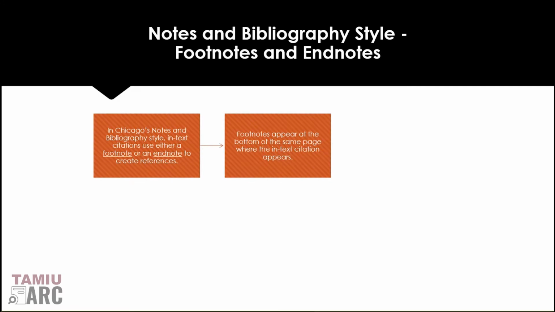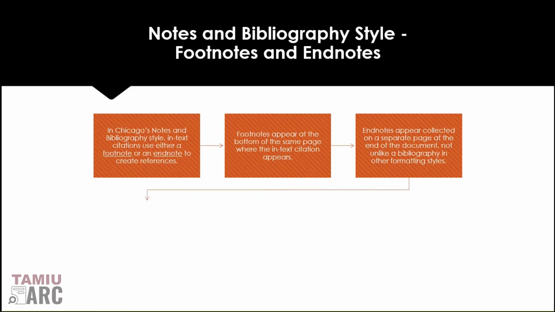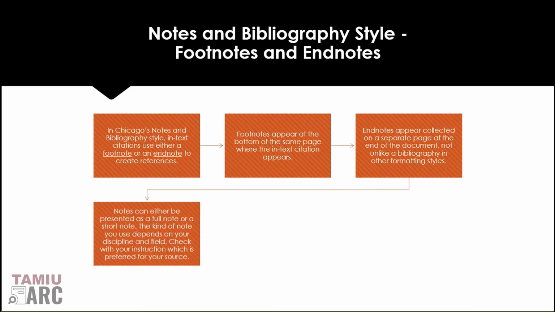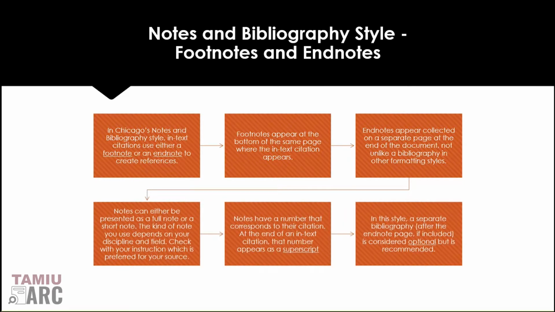What else do you need to know about footnotes and endnotes? Footnotes and endnotes are the main ways that Chicago style uses its in-text citations. Footnotes appear at the bottom of the page where in-text citations appear. Endnotes appear collected on a separate page at the end of a document, not unlike a bibliography. Notes can either be presented as a full note or a short note. The kind of note you use depends on your discipline and field. Always check with your instructor to see which is the preferred method for your source.